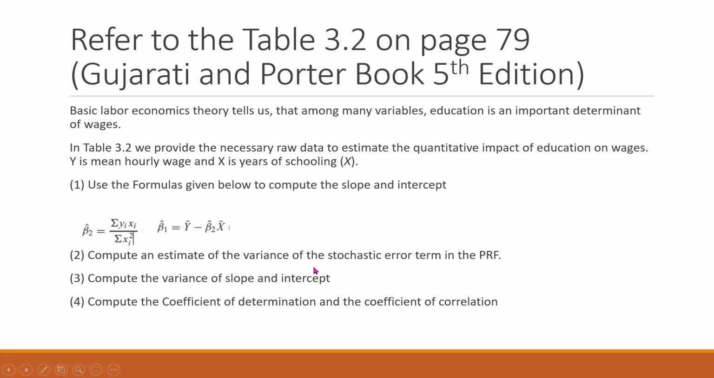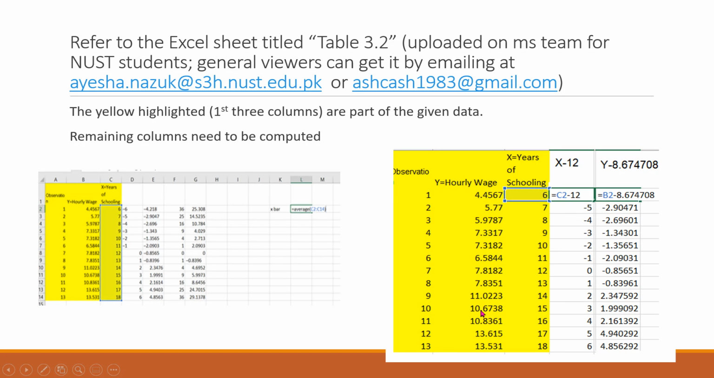So currently let me just have a quick read on all these statements, and then we will solve them one by one. Number 3 is to compute the variance of slope and intercept, and number 4 is to compute the coefficient of determination and the coefficient of correlation.